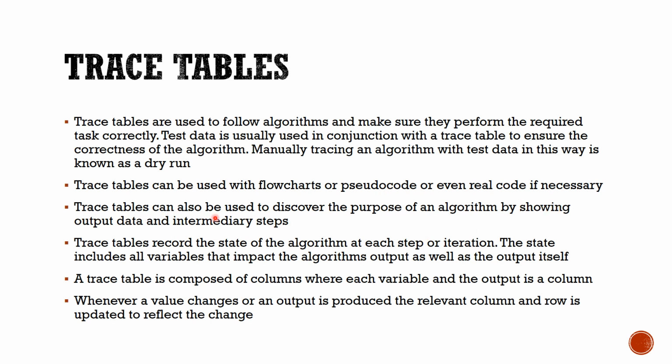Trace tables can also be used to discover the purpose of an algorithm by showing output data and intermediary steps. Trace tables record the state of the algorithm at each step or iteration. The state includes all variables that impact the algorithm output as well as the output itself. A trace table is composed of columns where each variable and output is a column. Whenever a value changes or an output is produced, the relevant column and row is updated to reflect the change.